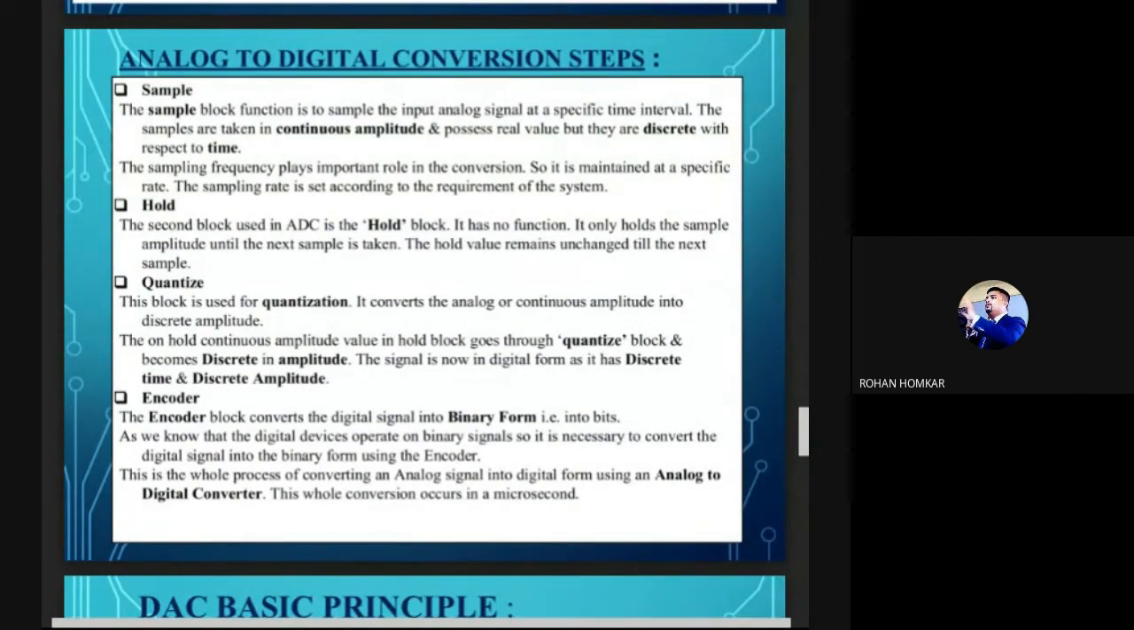The second block used in ADC is the hold block. It has no function, but it only holds the sample amplitude until the next sample is taken. Now, if we see the diagram, you can see that it is a serial device. तो सीरियल डिवाइस का मीनिंग ये है कि डेटा जो है वो सीरियली आगे आगे जा रहा है. ओके, एंड जैसे फर्स्ट ब्लॉक जो है वहाँ पे आपको डेटा आ गया, तो वो नेक्स्ट ब्लॉक में जाकर उसके प्रोसेसिंग होने के बाद it will be given to the next processing. So next sample is then taken. The hold value remains unchanged till the next sample is coming.